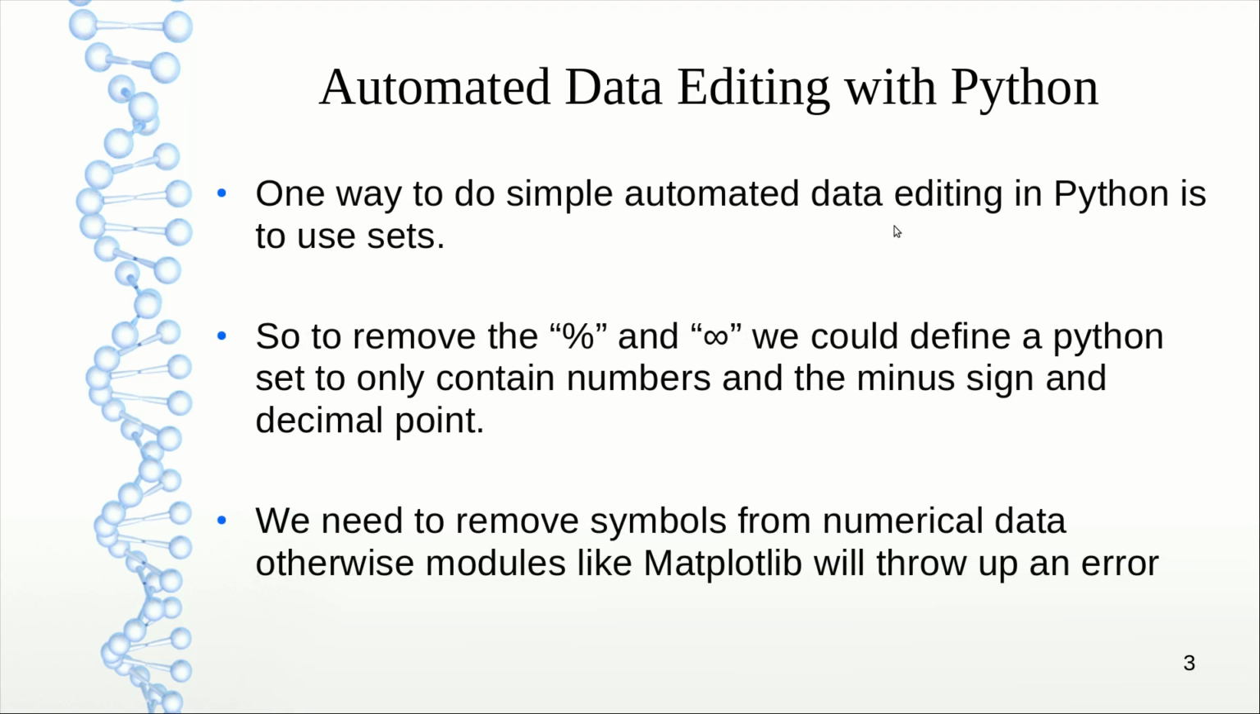So one way to do simple automated data editing in Python is to use sets. So to remove the infinity and percent symbol, we define a set that contains only numbers, the minus sign and decimal point. And the reason we need to do this to remove symbols from our numerical data is that modules like matplotlib will throw up an error if we don't.